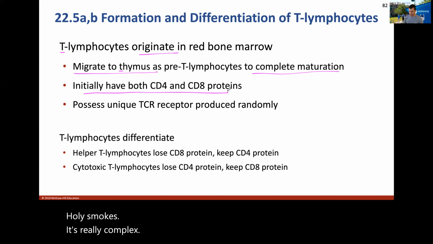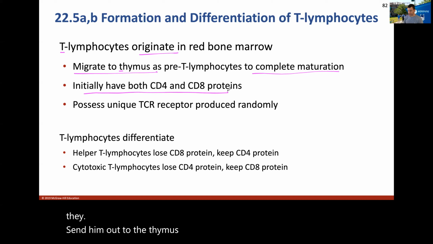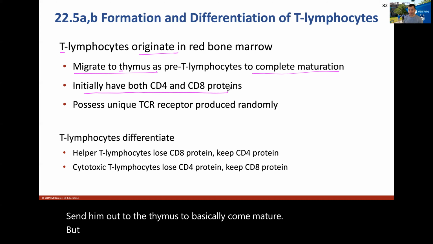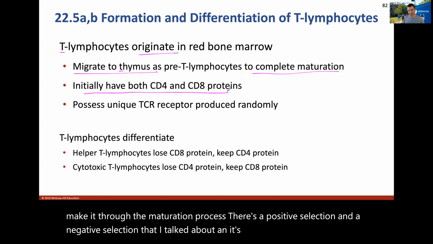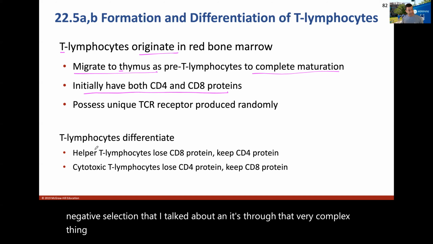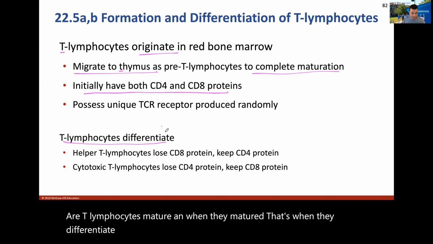The bone marrow produces a number of these T lymphocytes, and then they send them out to the thymus to come mature. But the thymus ends up destroying like 98% of them. Most of them don't make it through the maturation process. There's a positive selection and a negative selection that I talked about, and it's through that very complex process that our T lymphocytes mature, and when they mature, that's when they differentiate, okay? This is the maturing.